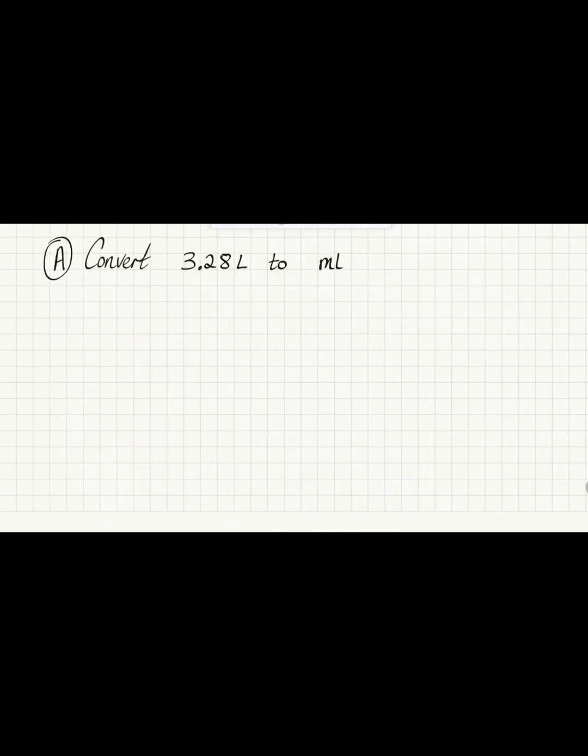Let's try a few more examples. Here we've got convert 3.28 litres to millilitres. So I'm just going to write the rules over here. To convert litres to millilitres, we must times by 1,000. To convert millilitres to litres, we must divide by 1,000. So here we have litres to millilitres, and therefore we must times by 1,000.